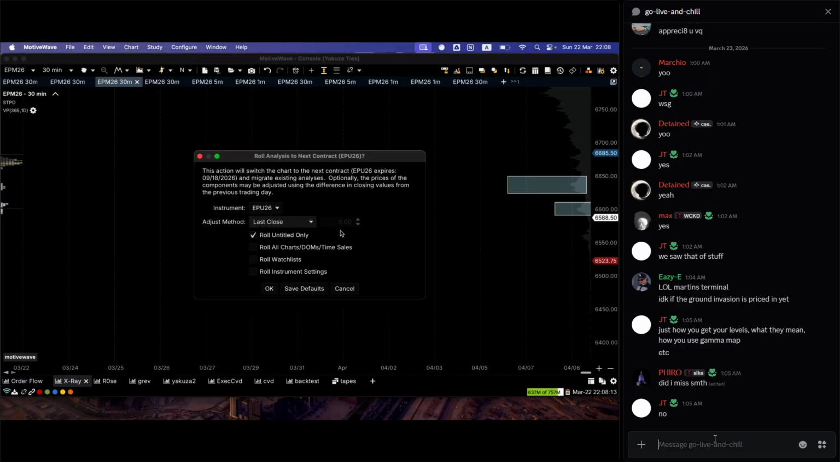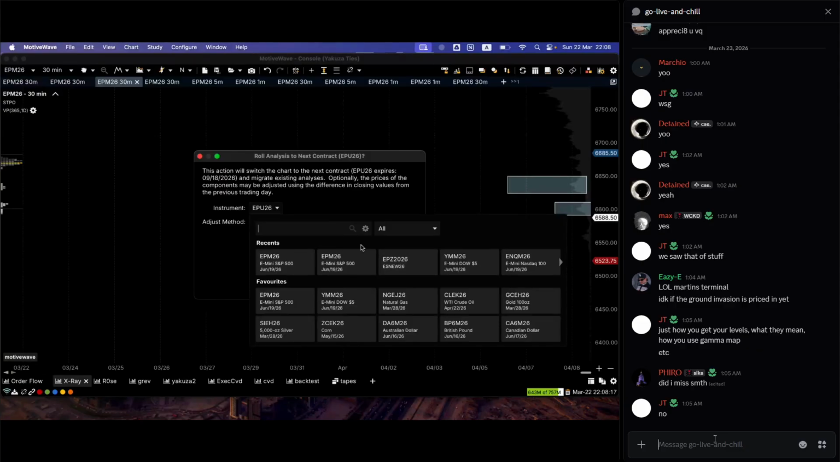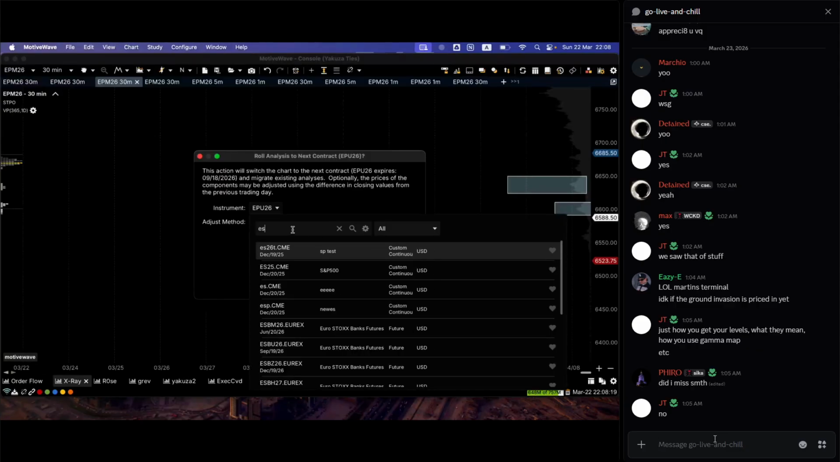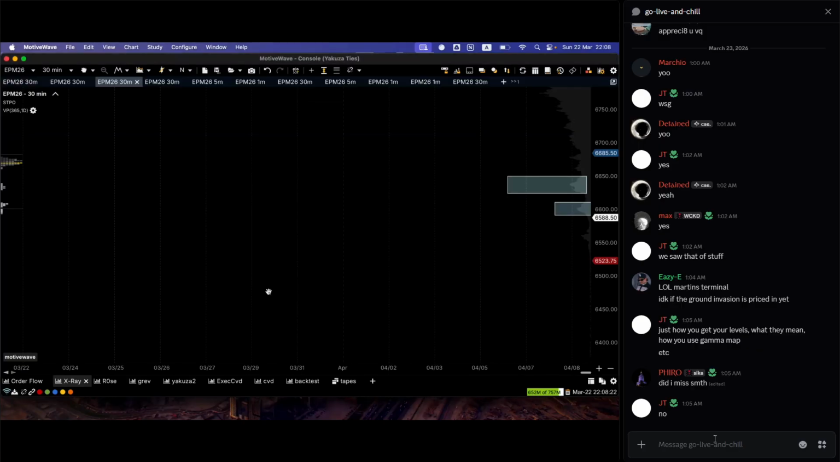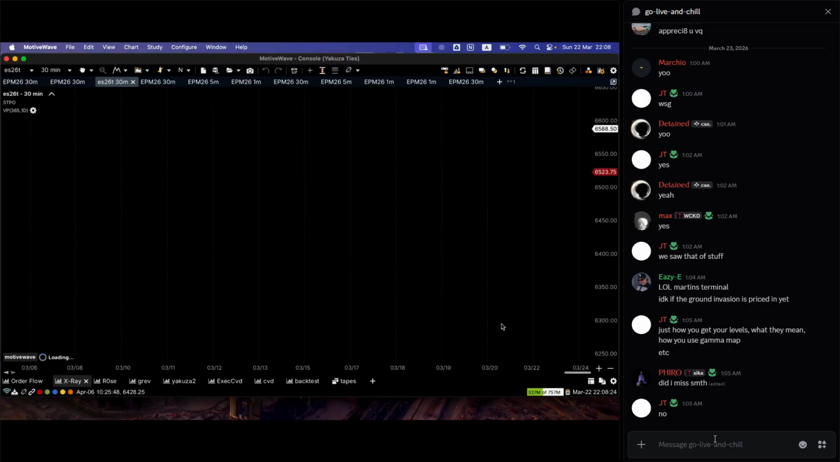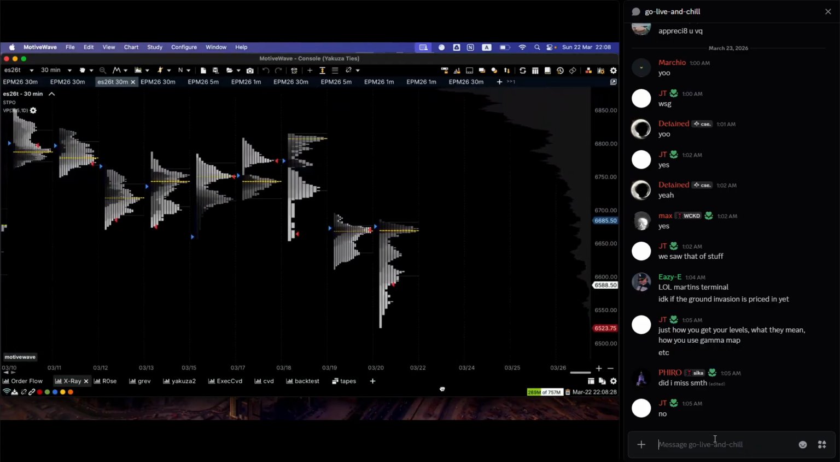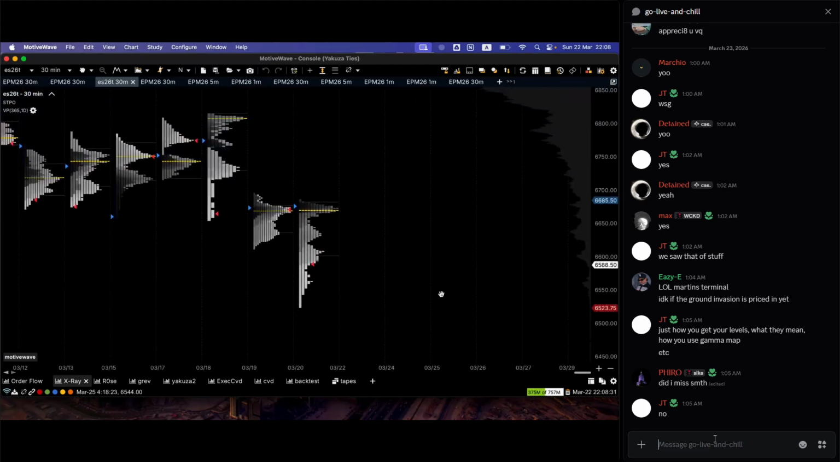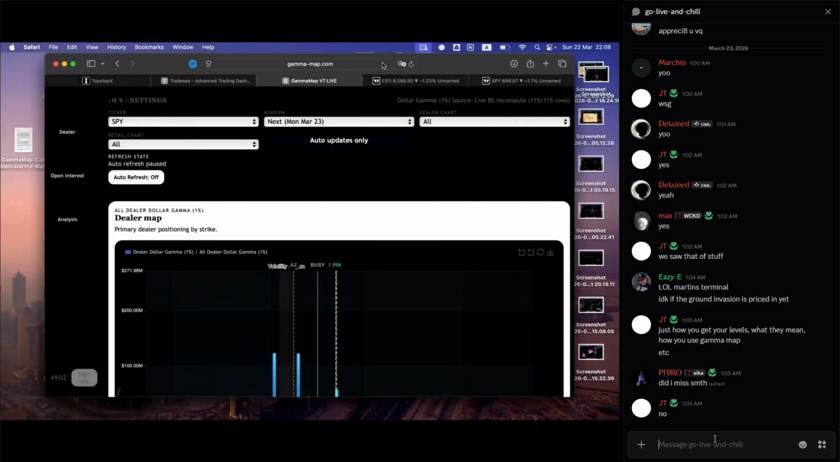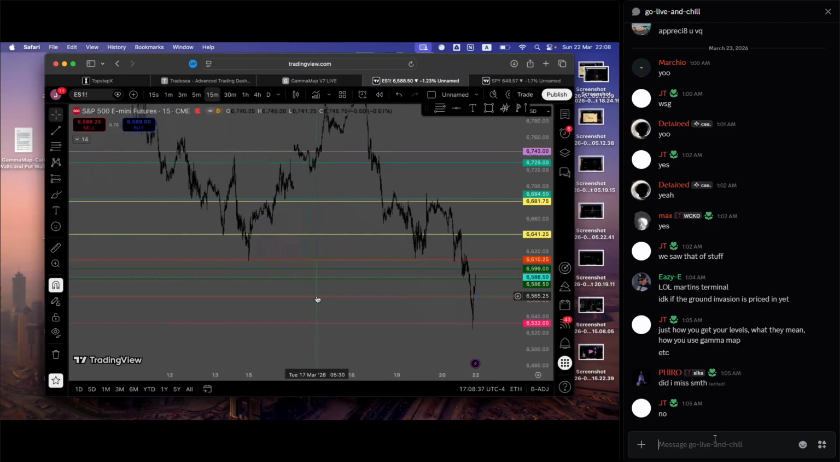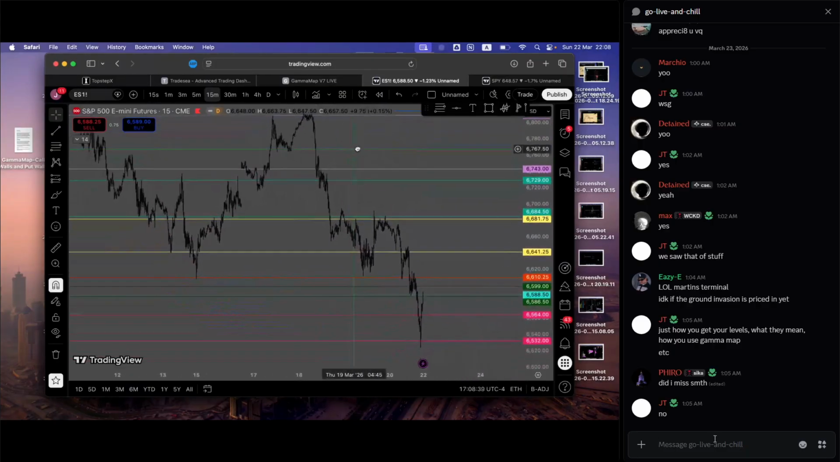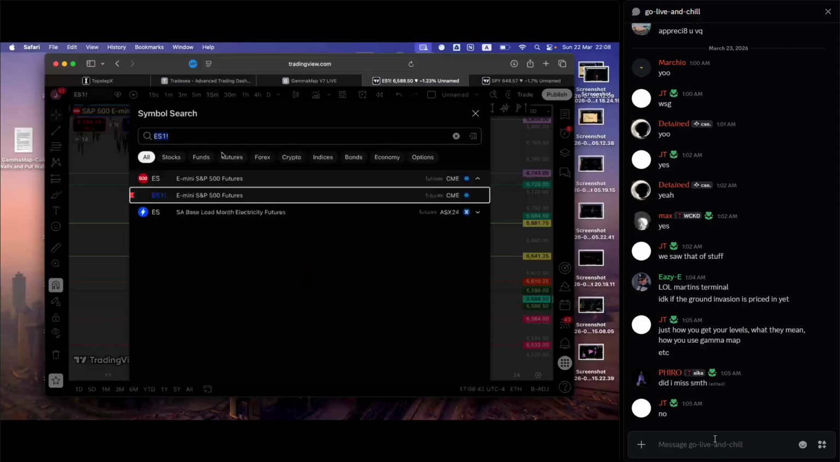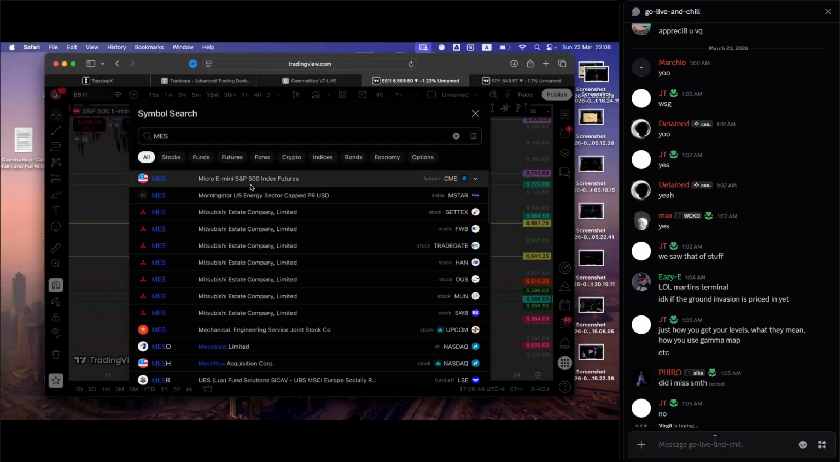Give me a second. Let's see if this works. Yeah, no, it's the same thing. All right, but that's basically it. I'll show you all on TradingView. So for example, let me go on MES so I don't remove my levels.